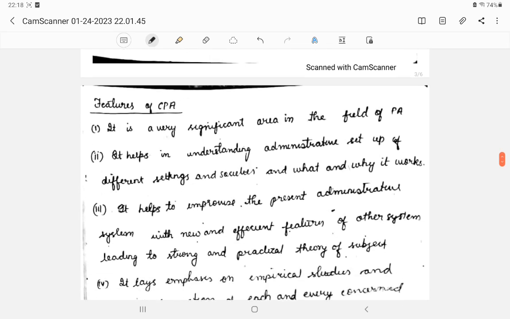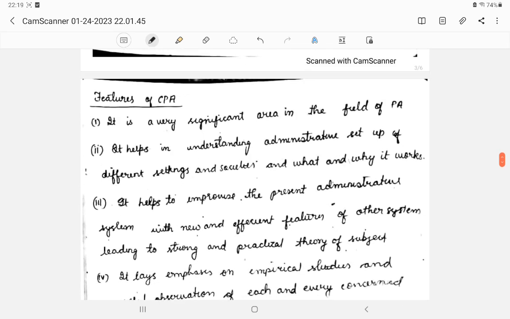So next, what are the features of public administration? Features means the key points. In a 5 marks question, that is, define or what are the features of comparative public administration, the first point is that it is a very significant part of public administration.